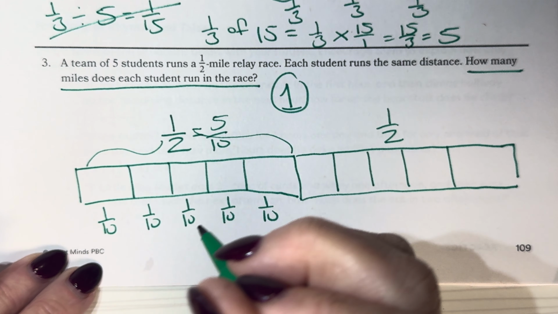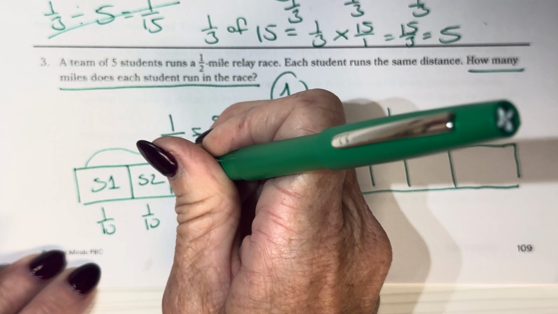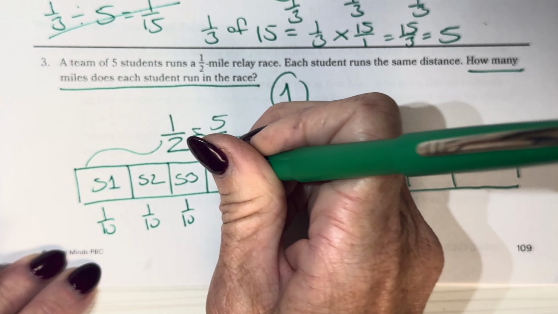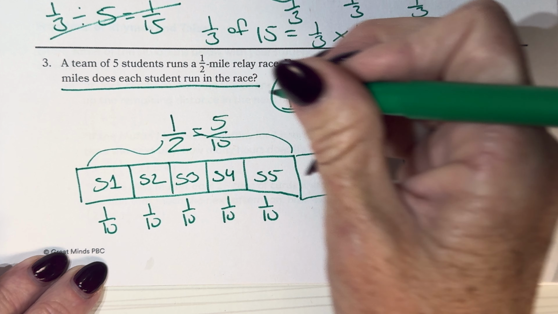So they each had to run this. So this was student 1 ran that, student 2 ran that, student 3 ran that, student 4 ran that, and student 5 ran that. And then together they equaled 5/10, which is the same as 1/2. So my answer would be they ran 1/10 of a mile each.